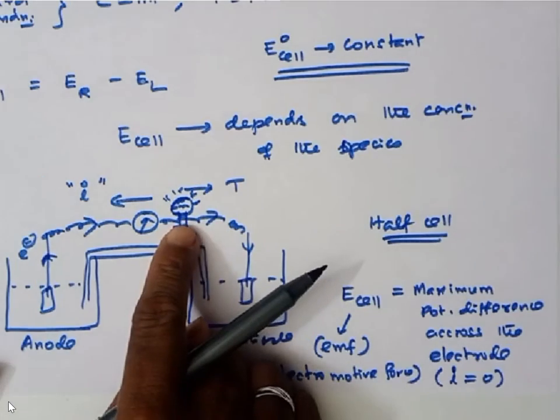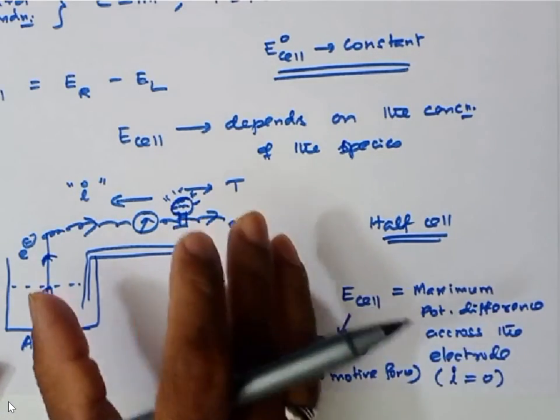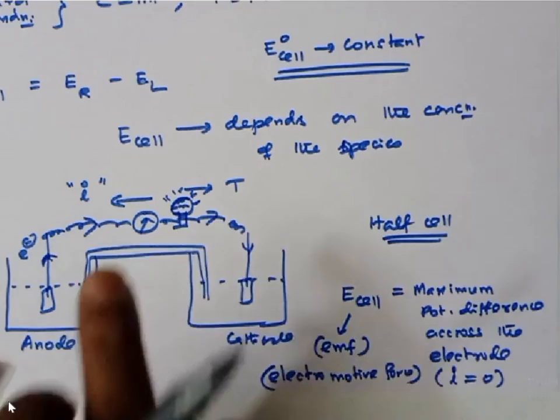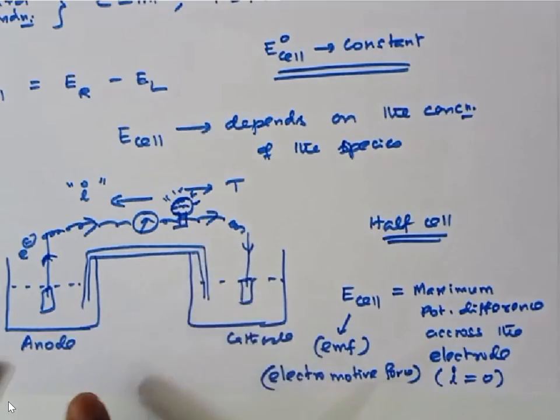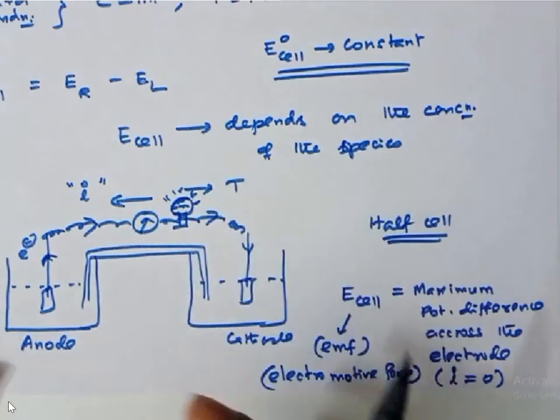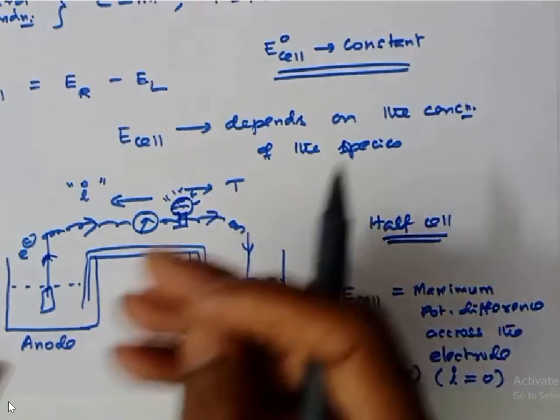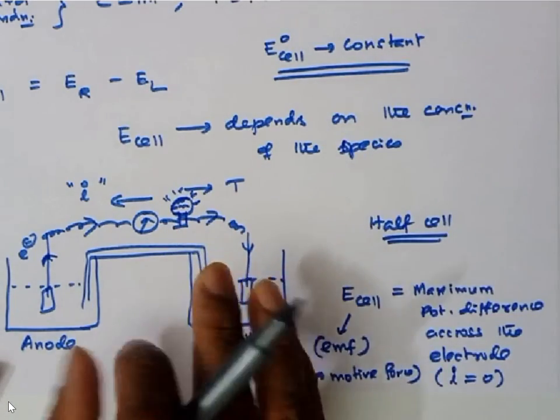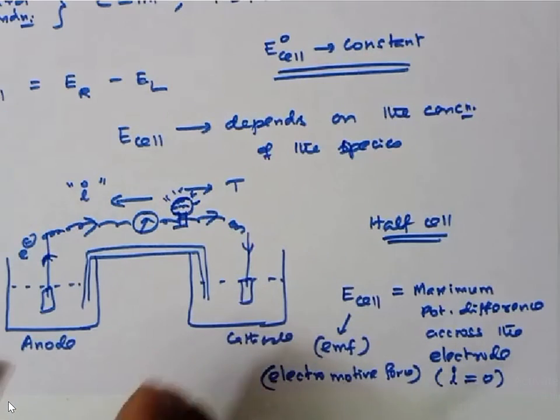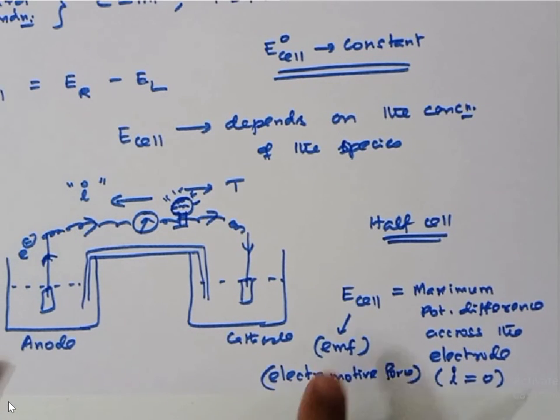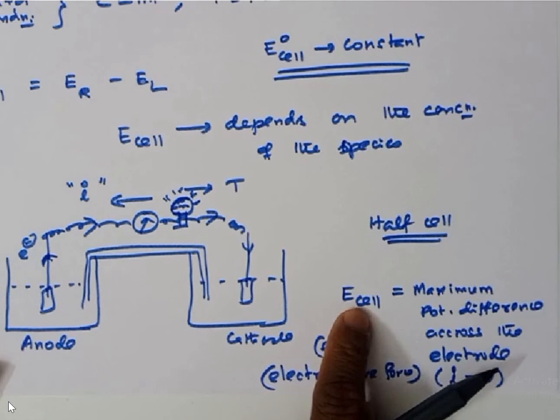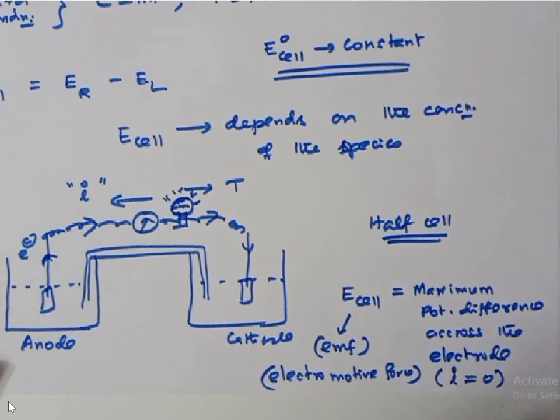Without a bulb, whatever potential appears is the maximum potential. But once you connect a bulb or any other electrical motor, the electrical energy is consumed, therefore the potential difference across the electrode starts to decrease. So what is cell potential? The definition is this: it is the maximum potential difference across the electrode when no current is flowing in the circuit. This is the point you should keep in mind.